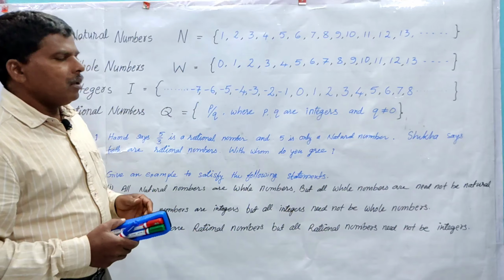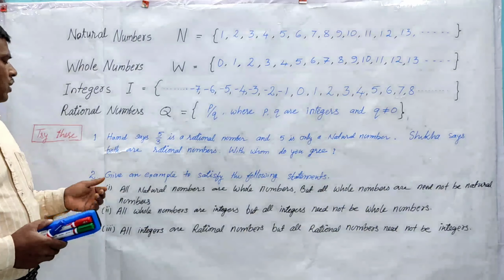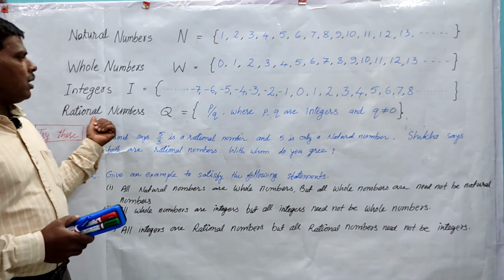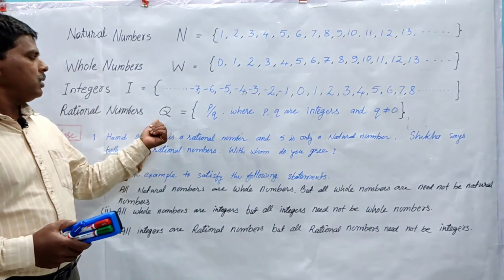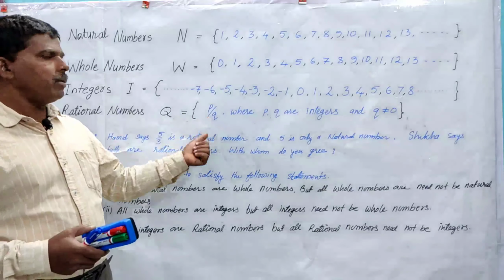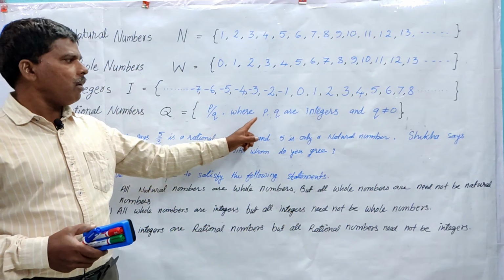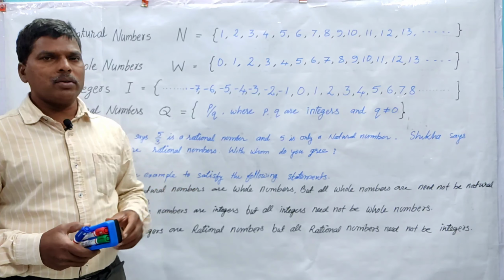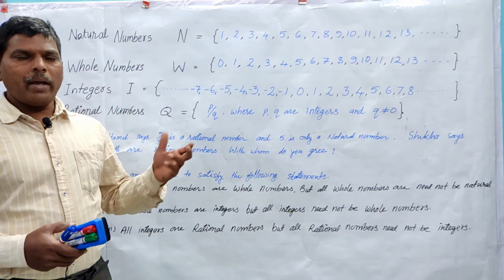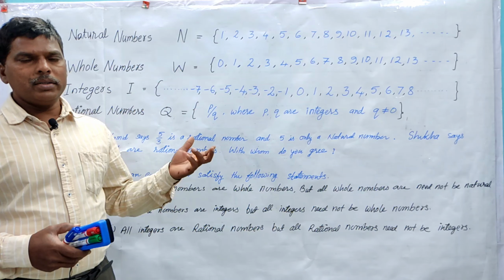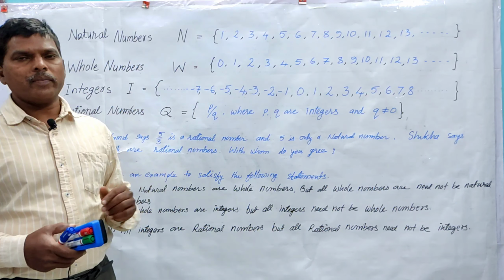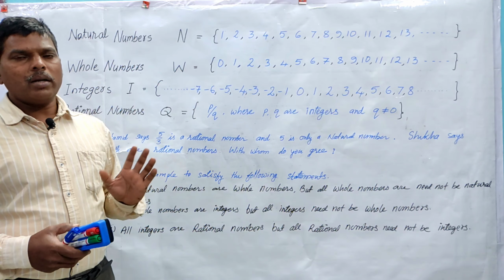And what are rational numbers? Rational numbers are denoted by Q, and these are in the form of p by q, where p and q are integers and q is not equal to 0. So any rational number is in the form of p by q. Okay, those are rational numbers.